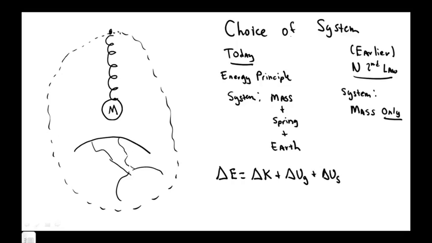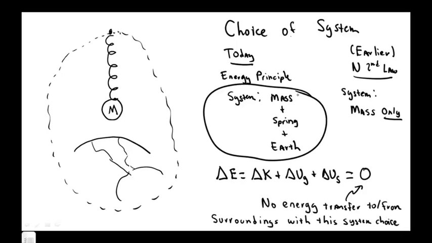Here we are considering the mass of the spring to be negligible, so that there are no contributions of the spring to either kinetic energy changes or gravitational potential energy changes. Now by the energy principle, the change in total system energy must be equal to all of the energy transfers with the surroundings. However, for this choice of system, there are no interactions that transfer energy to and from the surroundings, if we neglect small effects like air resistance.